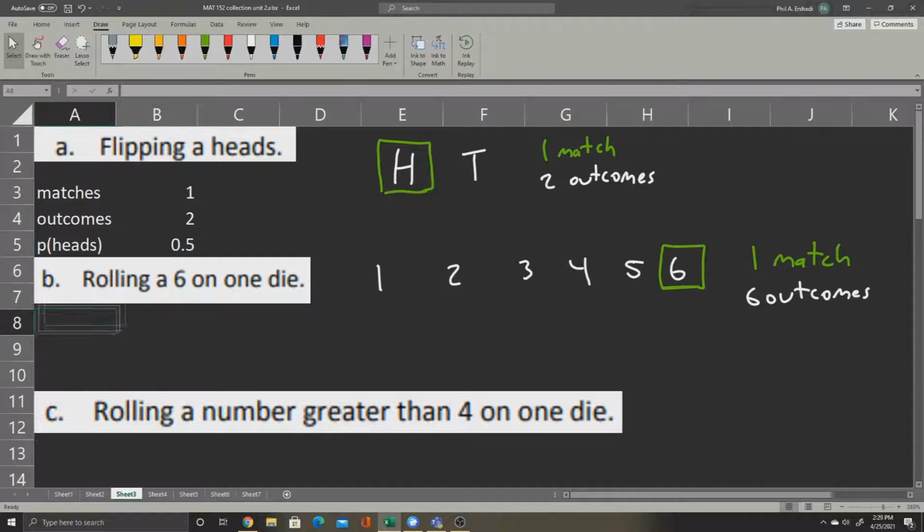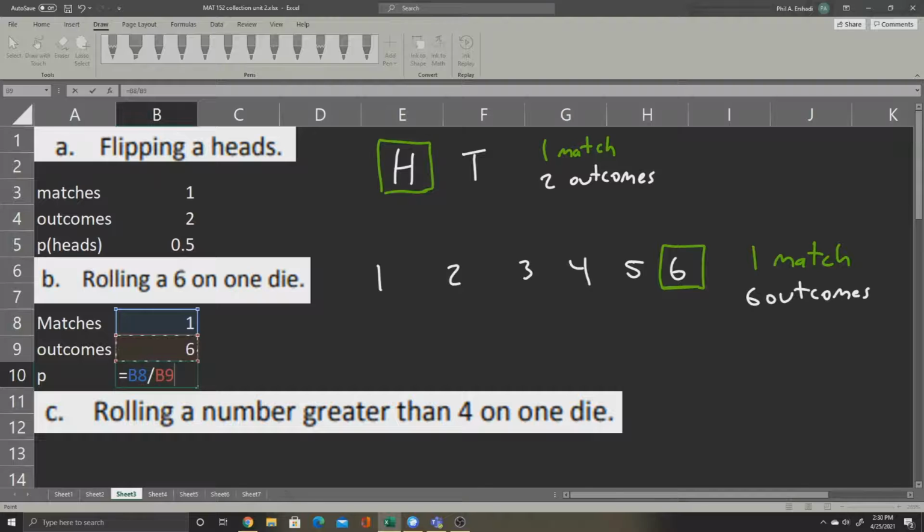So once again, let's enter the data into Excel. We'll enter our matches first. There's still one match. The number of outcomes is a total of 6. So to find our probability, we can take equals the number of matches divided by the number of outcomes. This gives us 0.16667.